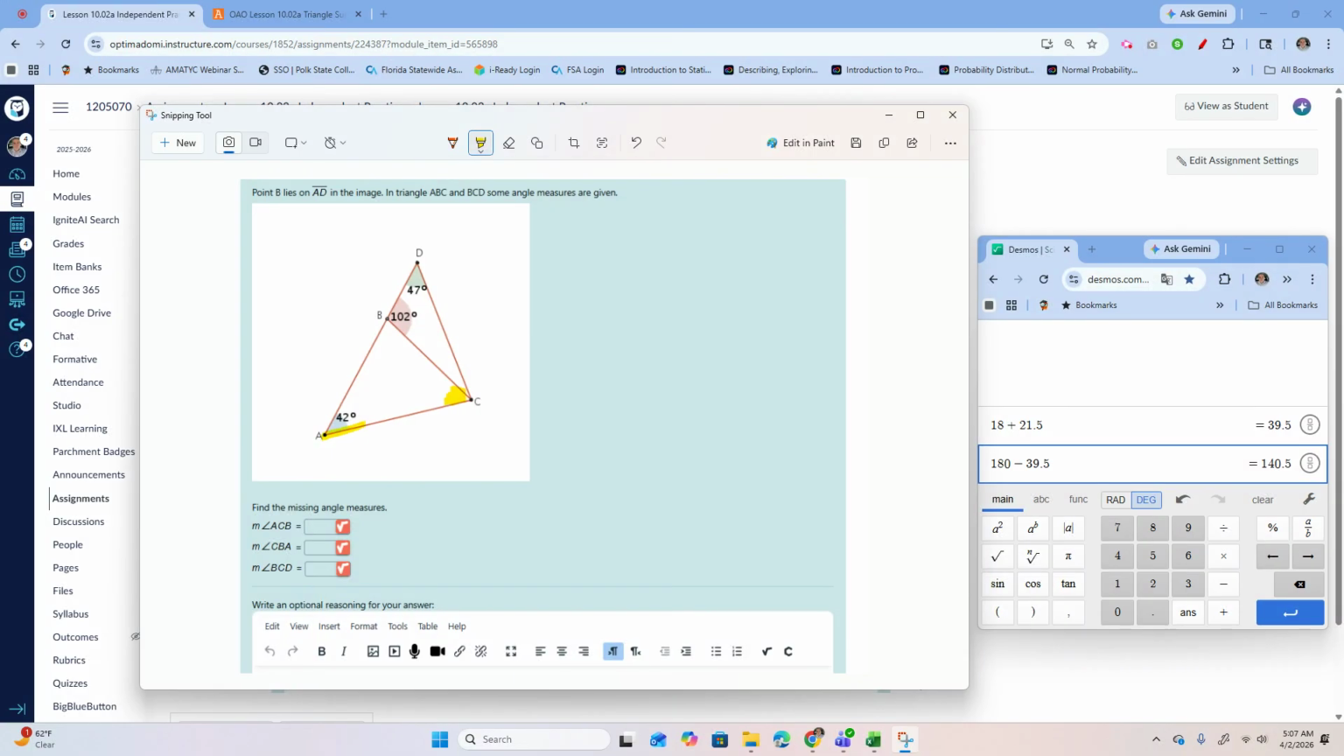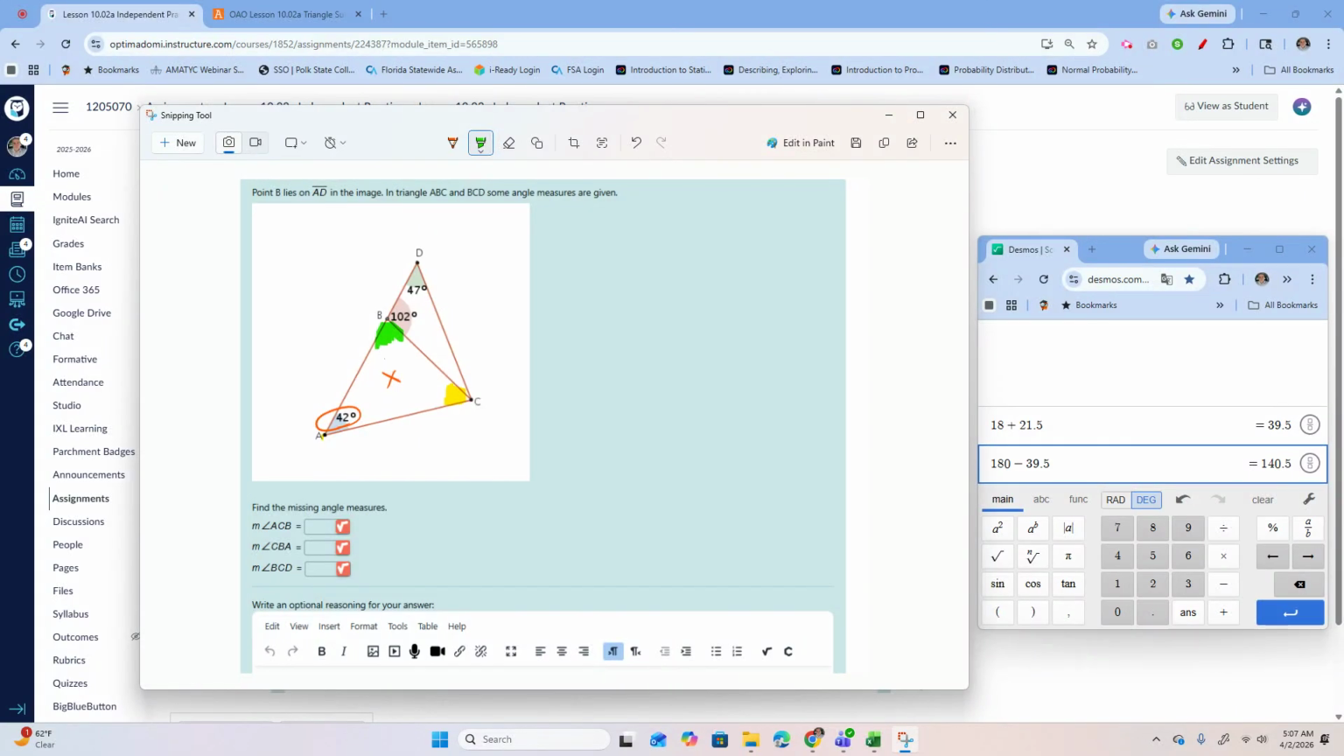Look at the ACB. See? So they're asking you to find this angle here. But to find that angle there, I need to find out how much is this angle here. Because if you notice, I'm inside this triangle here, this one. So I have 42. They're asking me to find that yellow one. However, I need to know how much is this one here.